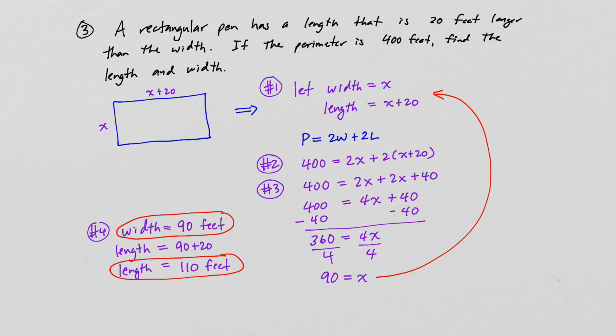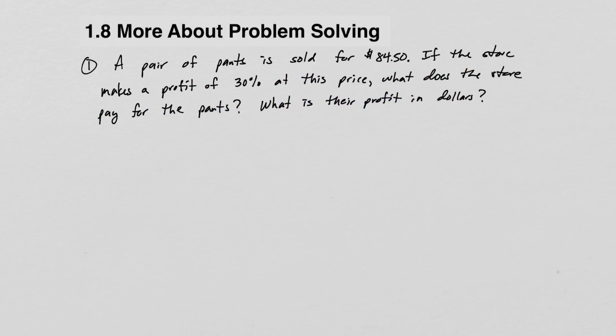This concludes section 1.7, but let's go ahead to section 1.8, because it is essentially the same types of problems, just with some slightly different formulas used. So one example here is that a pair of pants is sold for $84.50. If the store makes a profit of 30% at this price, what does the store pay for the pants? And what is their profit in dollars?